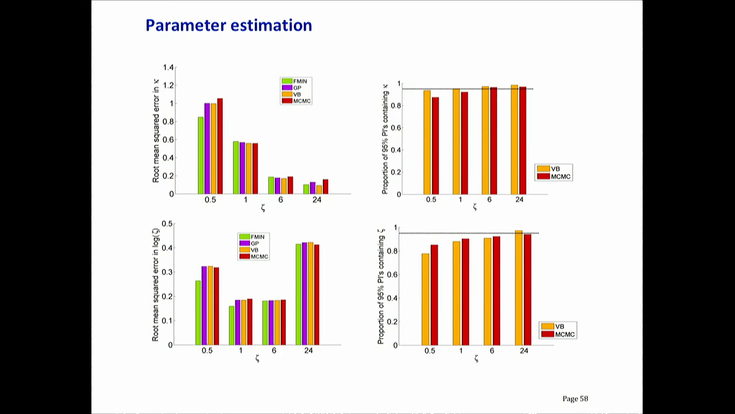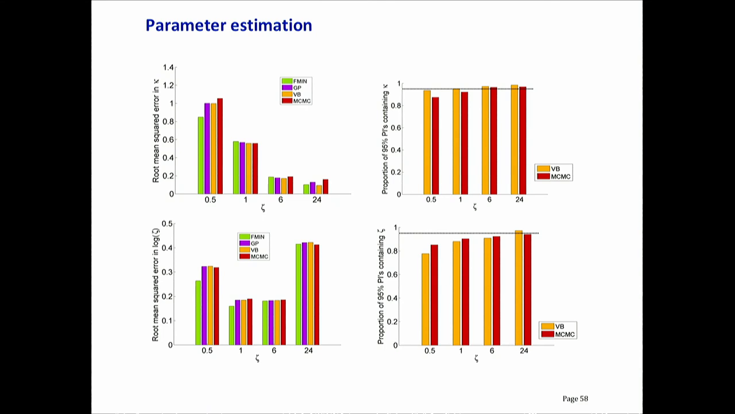Just looking at the errors in the estimates. Of course, as we increase the noise, the errors in the estimates increase. This is for the zetas, and this is for the estimate of log zeta for different levels of noise, and this is for the kappas for different levels of the zeta.